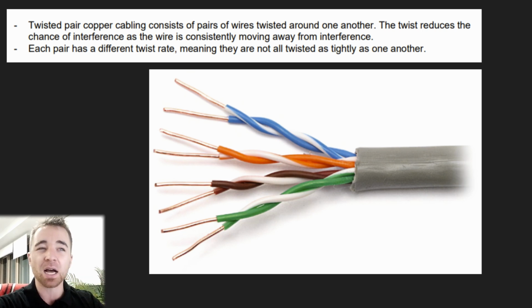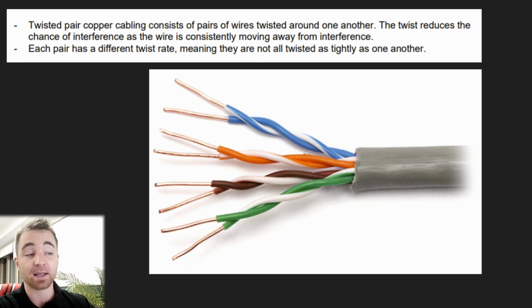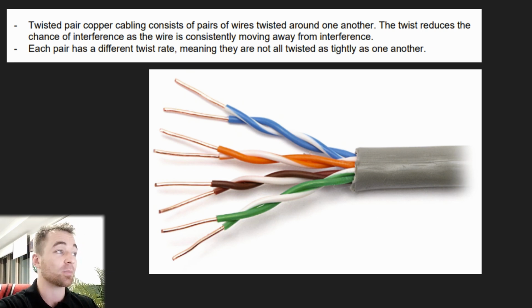And another side point here, each pair has a different twist rate, meaning they're not all twisted as tightly as one another. So they're all twisted at slightly different rates. I don't think they'll ask you about that in your exam, but definitely think about the fact that they twist them around each other to reduce interference. You might be asked about that. I imagine that might be in the scope of it.